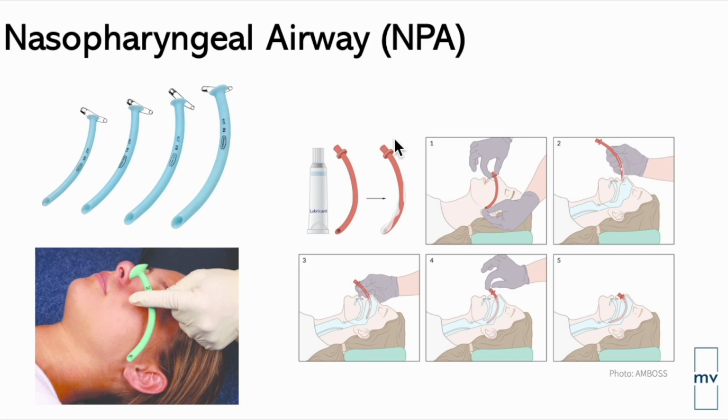How we insert it is we spray a little bit of lidocaine on it just to help the patient feel more comfortable. We'll lubricate it, and then we'll insert it in. Now, sometimes people like to just go vertically in. Some people like to twist it by 180 degrees. But essentially, once it's in, we'll secure it with a safety pin, and that's that.